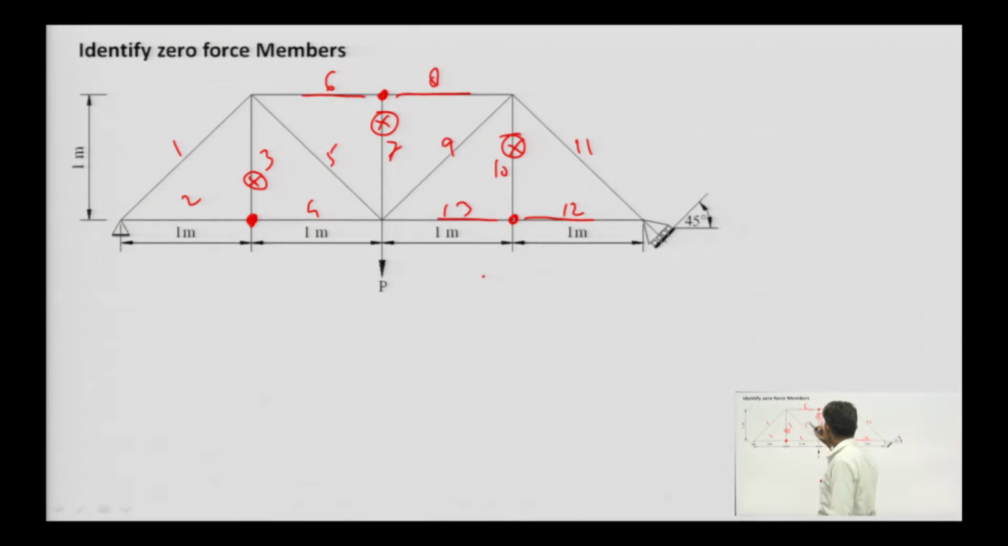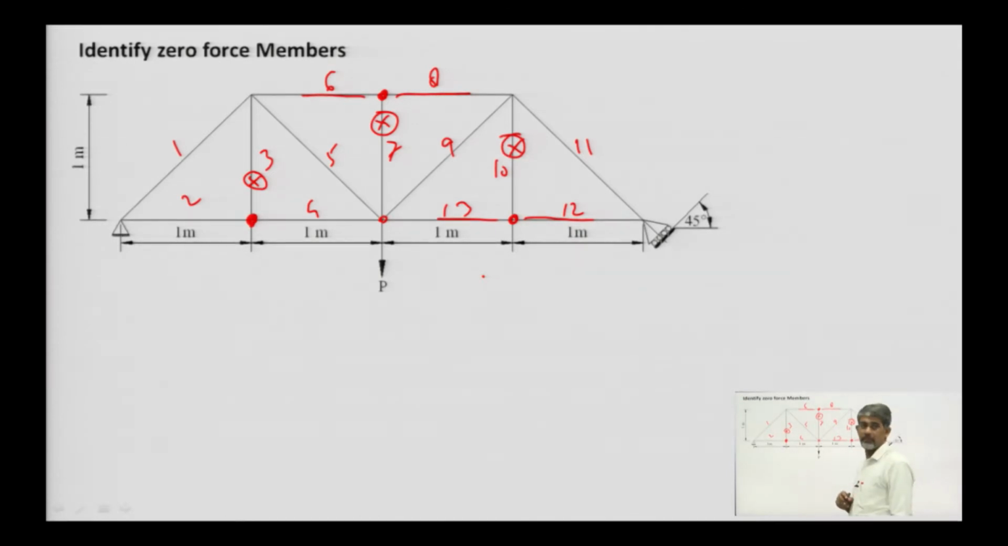This condition is not possible here. Okay, we have already identified this condition at this joint: collinear, does not have any force. So, this one and this one, okay, P is acting. So, no issue at this joint. Okay.